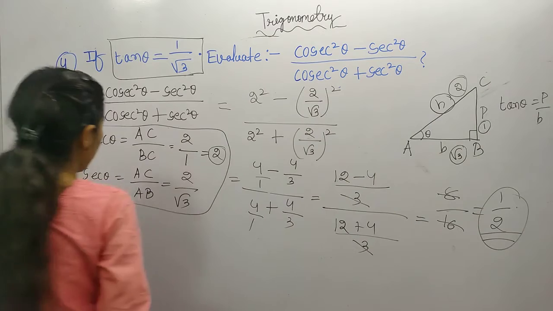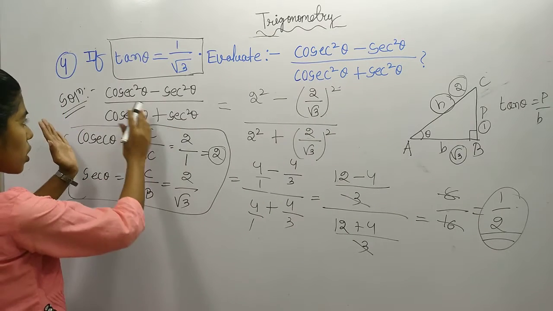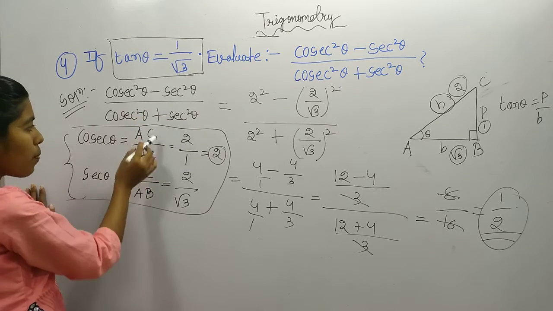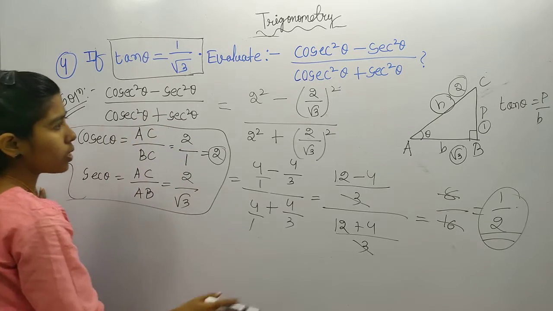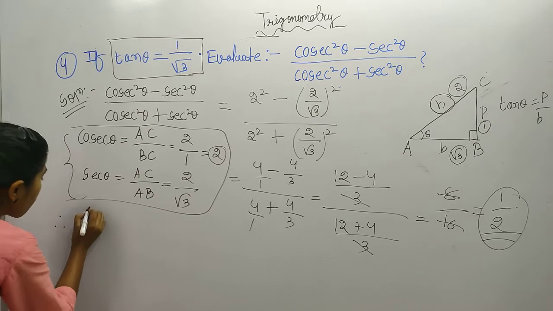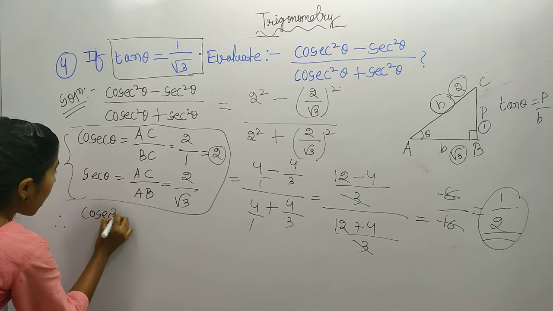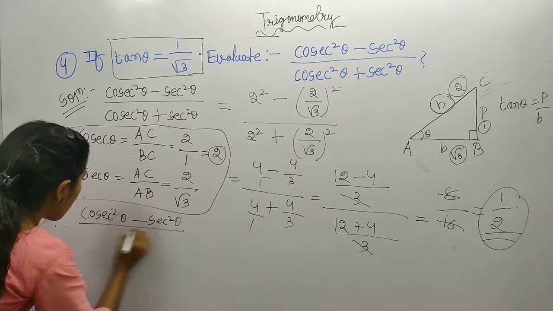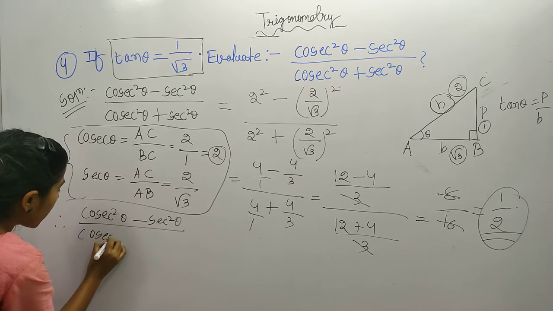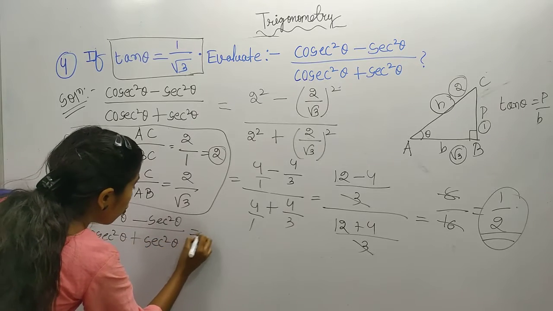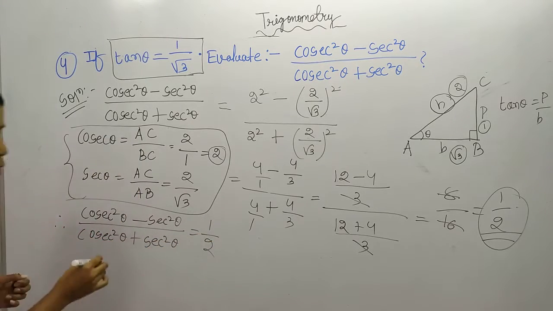So we have found the value of cosec square theta minus sec square theta divided by cosec square theta plus sec square theta equals 1 by 2. So here you will write: therefore cosec square theta minus sec square theta divided by cosec square theta plus sec square theta equals 1 by 2. Over. So let's move to the next question.